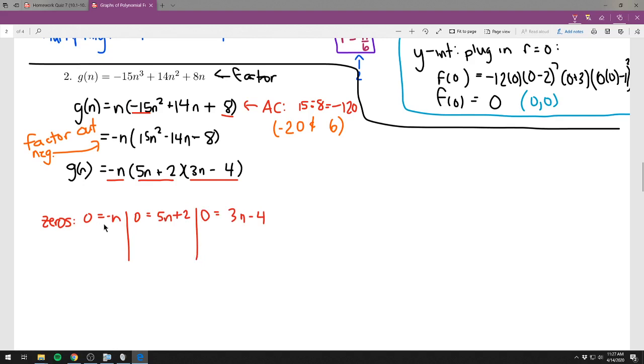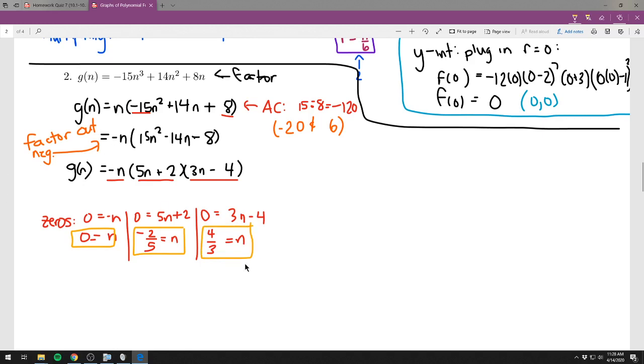And now if you solve each one of these for 0, the one on the left, we get n equals 0. The one in the middle, we'll subtract the 2 to get negative 2, and then divide by 5 to get n. So you can take the 2 steps you need to do that. And then for this one, we would add the 4 to get a 4 over here, and then divide by 3. And these are the 3 zeros. We got 0, got negative 2/5, and we got 4/3.